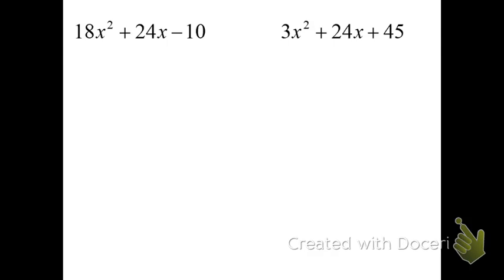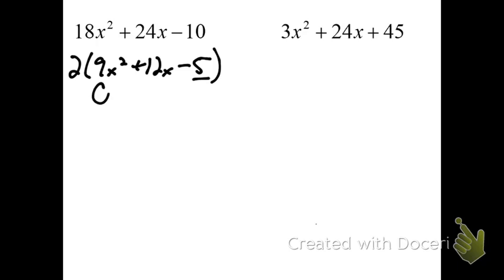All right, so 18, 24, and 10 are all divisible by 2. When we do that, we get 9x squared plus 12x minus 5. Now, I wanted it to be a perfect square trinomial, but that 5 kind of ruins that, so we have to go bubbles for this. So I have 3 and 3, and I have 9, and I have 1. Here I have 5 and 1. That's it. I'm trying to get a positive 12.